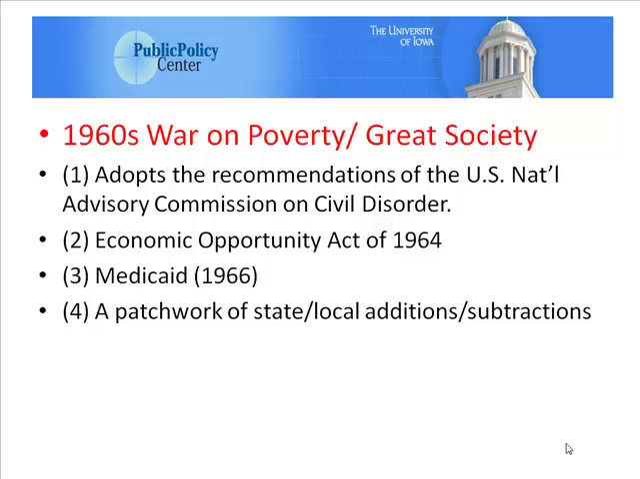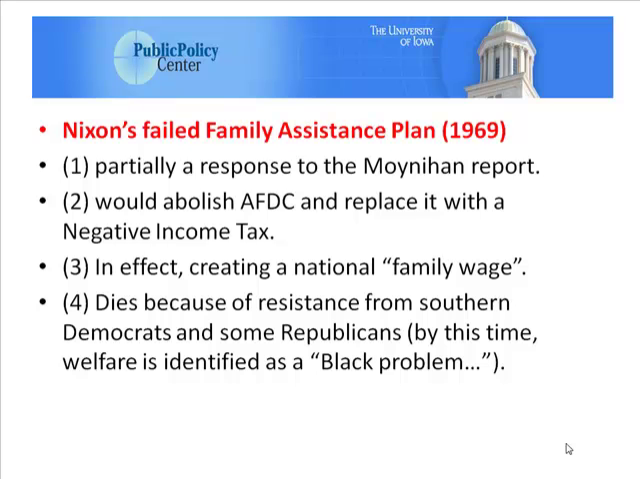After this, there's a period of stagnation for a while. However, there's a rather interesting interlude. So last week there was Nixon's attempt at health care reform. Here we have, in the late 1960s, the Nixon administration's failed family assistance plan that would replace, in effect, aid to families with dependent children with a negative income tax scheme.